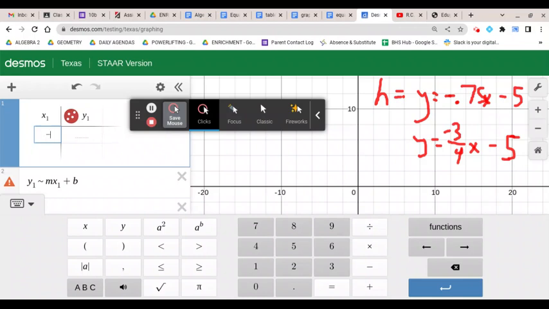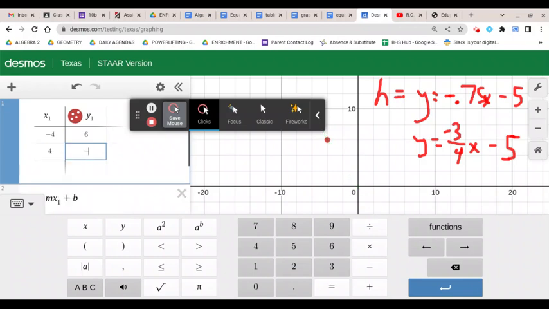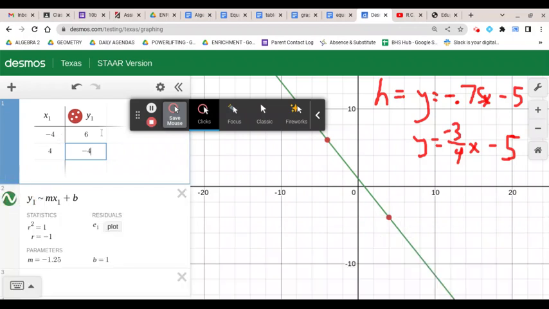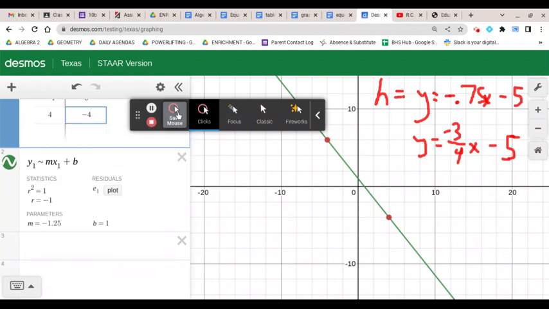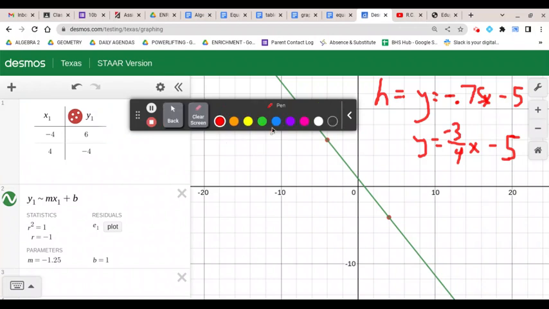So negative 4, 6, and 4, negative 4. Okay. So we type in our 2 points on the other graph, negative 4, 6, 4, negative 4. All right. So our graph J gives us a new M and a new B. So we have negative 1.25x, because negative 1.25 is our M, and our B is 1.